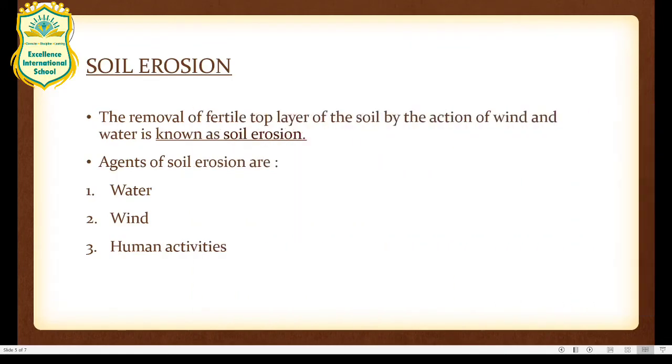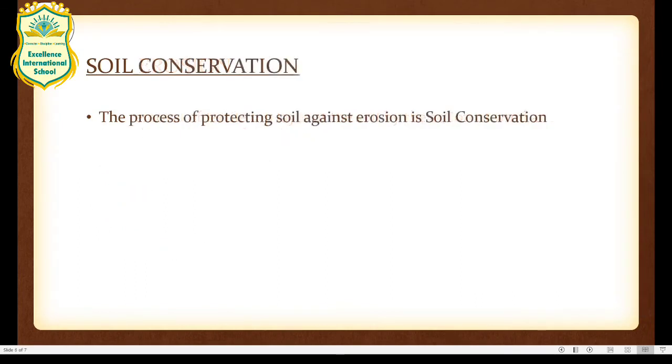Now let's see how we can conserve soil. Soil conservation. The process of protecting soil against erosion is soil conservation. How can we do this? Methods of conservation of soil.